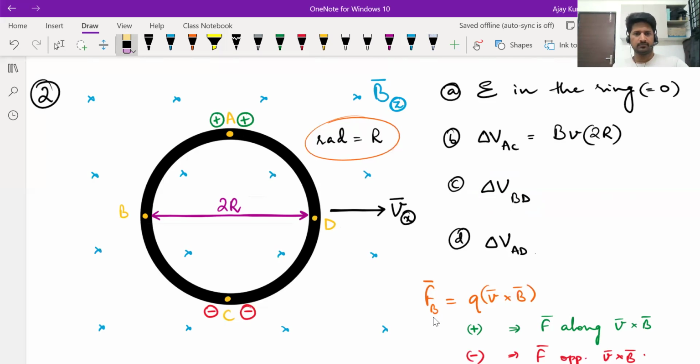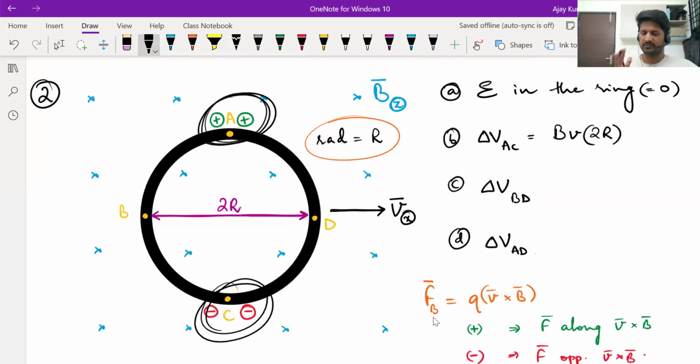Sir, in this situation, how do we find out where the positive and negative will be? Positive and negative are where they are. Positive goes here and negative goes here. You can't change that. Positive will experience a force in the direction of V cross B. So in this case, positive goes up. Negative will experience a force opposite to V cross B. In this case, negative goes down. You can't change that. Based on that, you tell me what will be the potential difference between B and D.